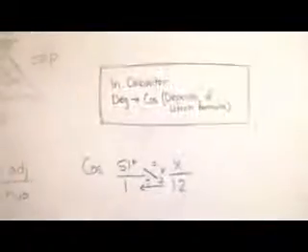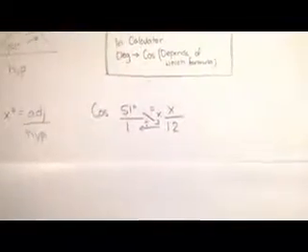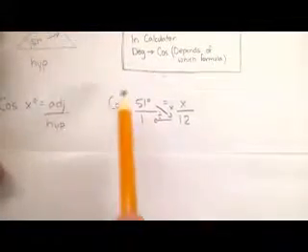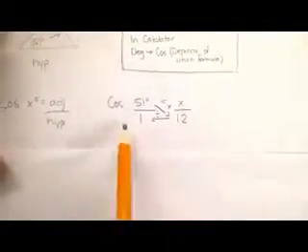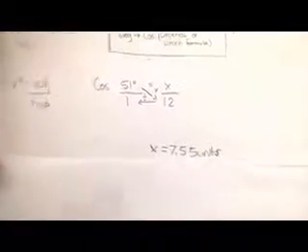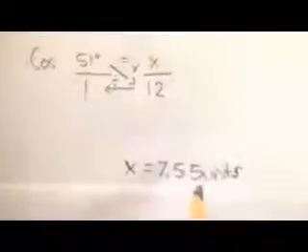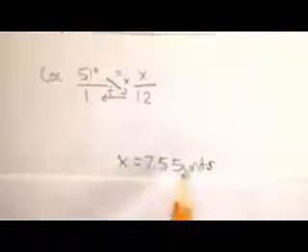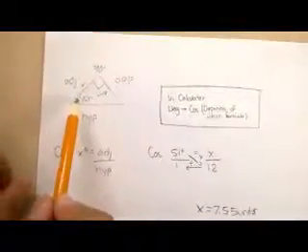With some basic algebra and cross multiplication, we got the answer. 51 degrees times 12 divided by 1 should give you 7.55 units, which would mean the adjacent right here is 7.55.